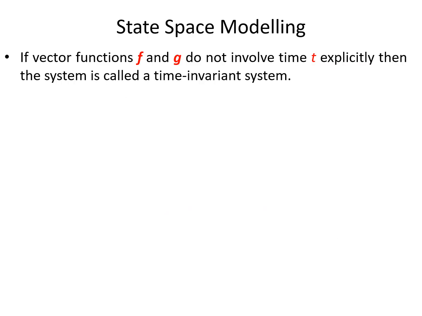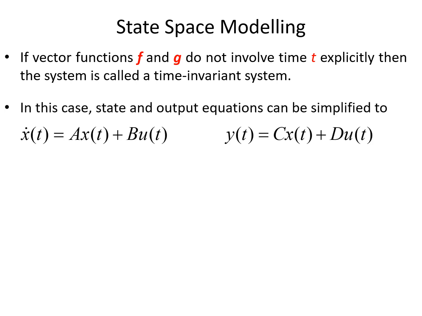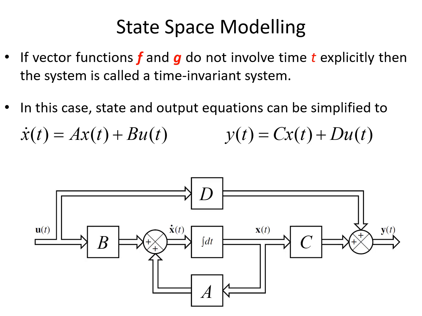Now coming to state space modeling, if the vector functions f and g do not involve time t explicitly, then the system is called time invariant. So it is not depending upon time. In this case, the state and the output equations can be simplified to x dash of t equal to Ax of t plus Bu of t, and y of t is equal to Cx of t plus Du of t. Similarly, you can write the state model for this by considering u. These two equations are represented in the block diagram form, as shown here.